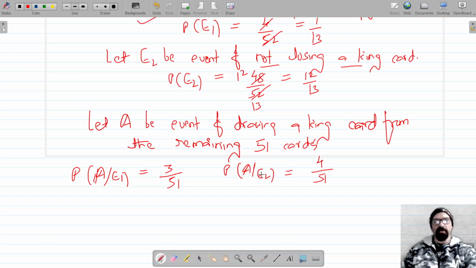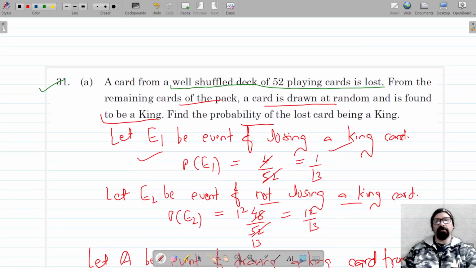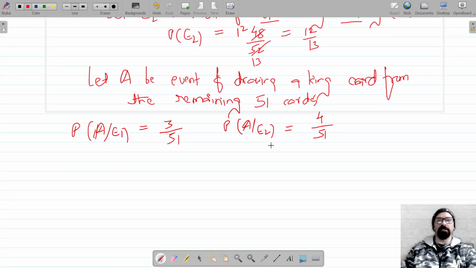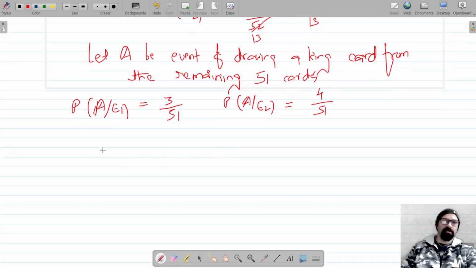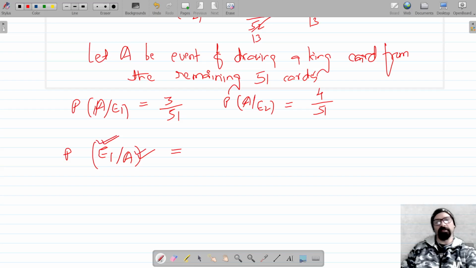Now what is asked in the question is that we have to find the probability of the lost card being a king. So that means that the lost card is king, and now we have to get a king when the lost card is king. We have already got the king, so this is what we have to find: the probability of the lost card being a king given that we got a king card.